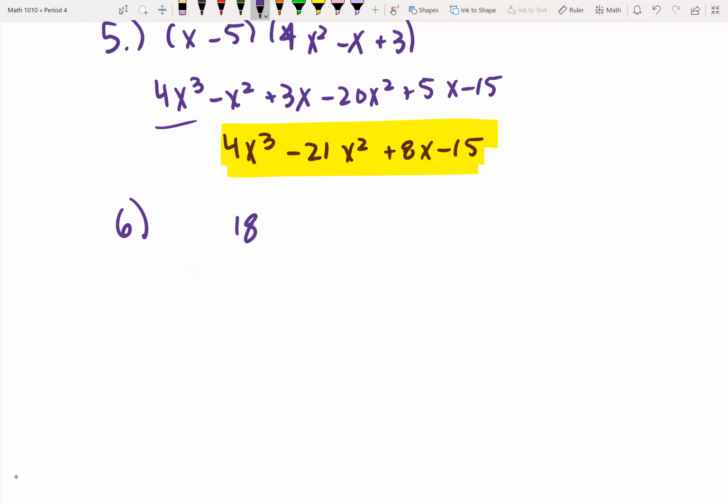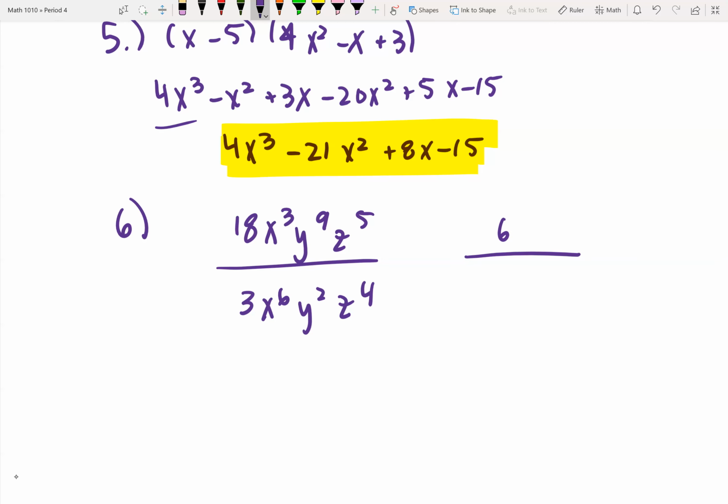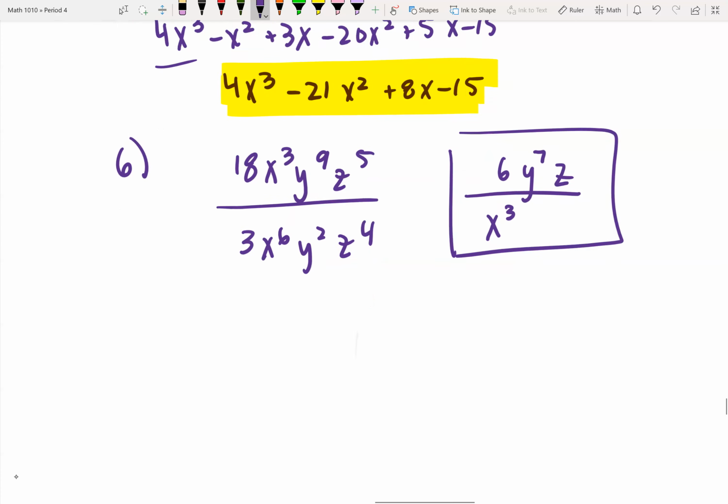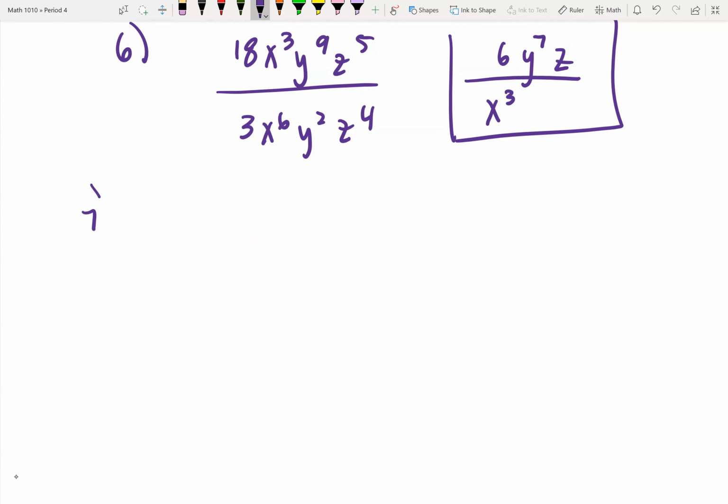Okay, question 6. Here's your problem, and they're just asking you to simplify and to write your answer with positive exponents, okay? So 18 over 3 is a 6 on the top. 3x is on top and 6x is on bottom. You have more on bottom. How many more? 3 more. 9y's on the top and 7 on the bottom. You have more y's on top. How many more? 7 more. And then z's, 5 on top and 4 on bottom. You have more on the top. How many more? 1 more. Okay? Okay, question number 7.